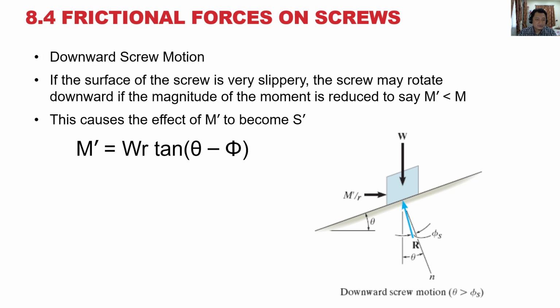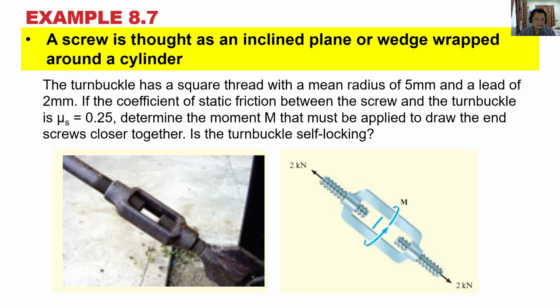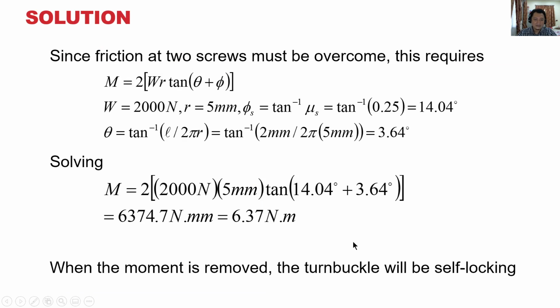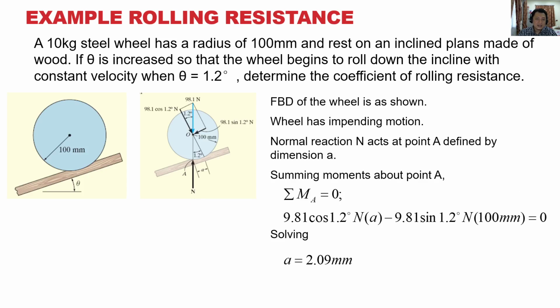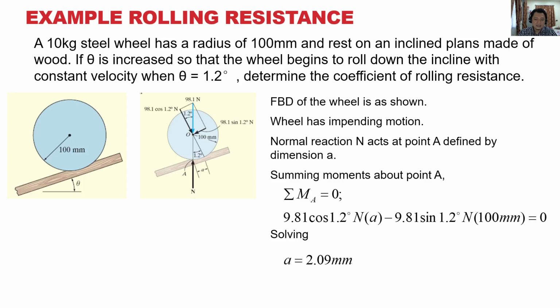So you've got downward screw motion, and this is an important example. If you can do this example, you'll be able to do it. It's slightly harder. Other than that, you've got rolling resistance. When objects are rolling on a surface, like your wheel or tire wheels, there will be something called rolling resistance. And this is an example of rolling resistance. And apparently we're done.